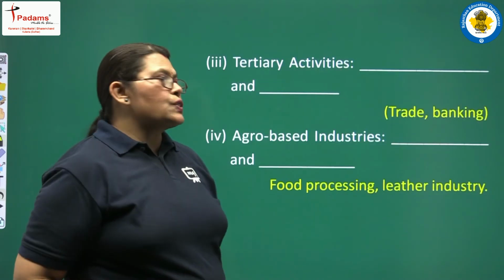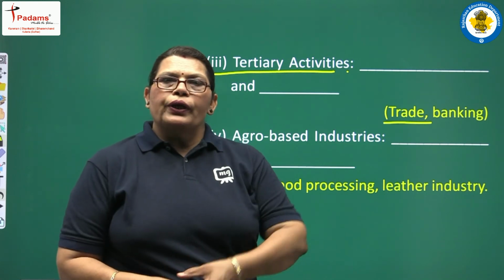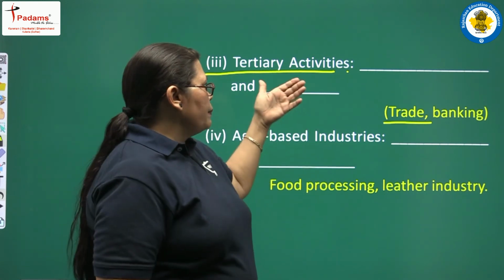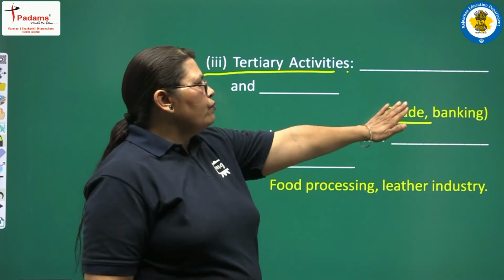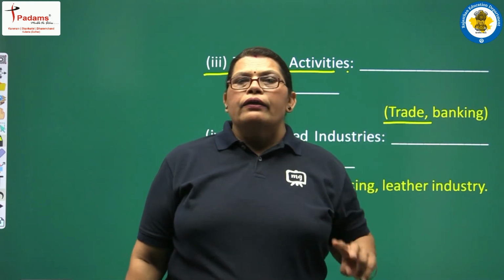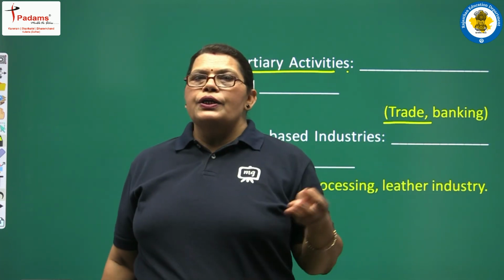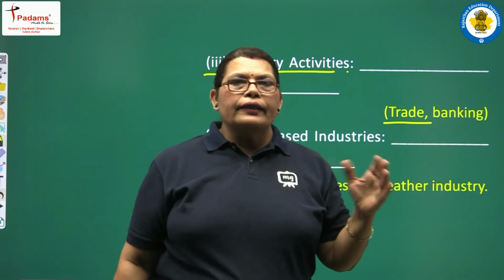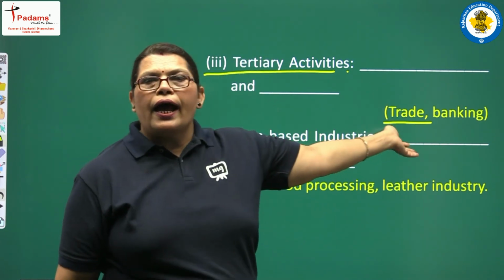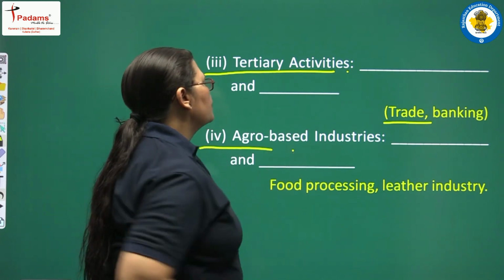Okay. Next option we have about tertiary activities. We are including 2 examples here on the basis of tertiary activities. First one is the trade. Second one is the banking. When we are discussing more about tertiary activities, then insurance is there and others also. So, best examples are trade and banking. We have next question here.